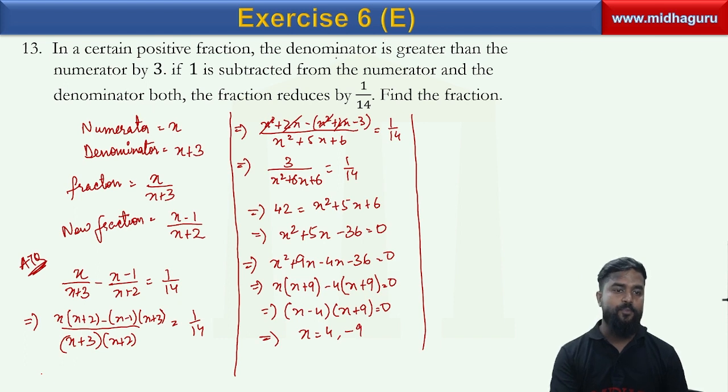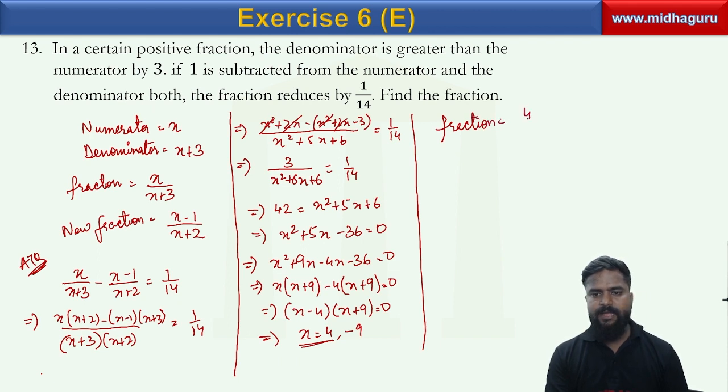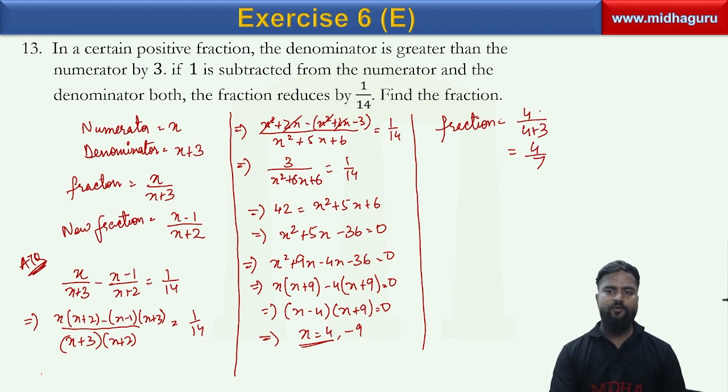Now since it says it's a positive fraction, we'll take the value x is equal to 4. So the fraction will be x by x plus 3, which will be 4 by 7. If you want to verify, if you minus 1 from each, we get 3 by 6. Taking the LCM as 42, we get 24 minus 3 will give 21, 3 by 42, which if you divide, it becomes 1 by 14. So there's a verification for our answer. So let's move on to the next question.